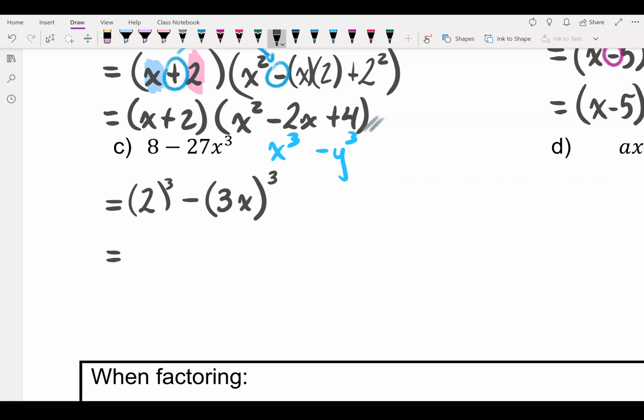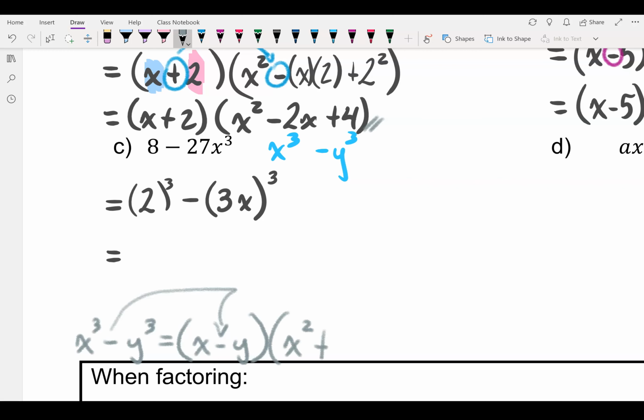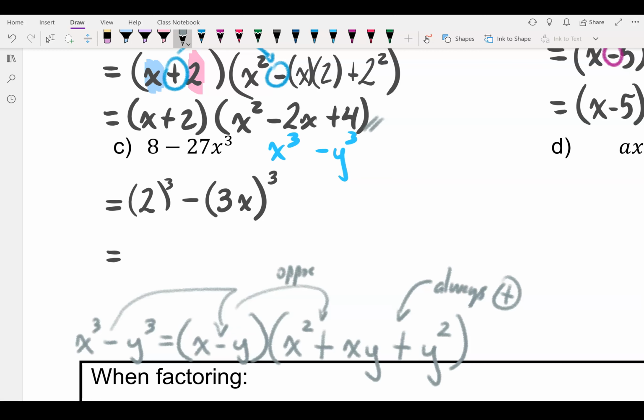And now we use our rule for sum and difference of cubes. Just in case you've forgotten it, let me rewrite it. If you have the difference of cubes, x cubed minus y cubed, which is exactly the form we have now, it's the x minus the y, because the sign is repeated. And then it's the x squared plus x times y plus y squared. This is always plus, all right? It's always plus. And remember that this one is always the opposite of what you started with. So if it started with this minus, it becomes plus, and vice versa for the sum of cubes.